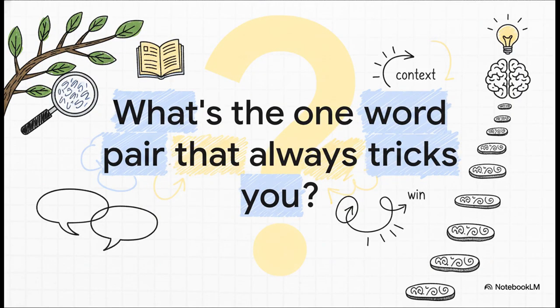So the next time you get stuck, don't just drill the word over and over. Go find it in the wild. Put it in a sentence. Give your brain the context it's craving to get it right. And that leaves me with one final question for you. In whatever language you're learning, what's that one pair of words that always tricks you?